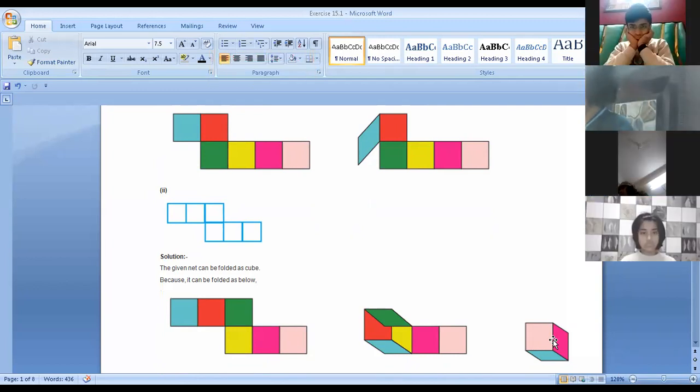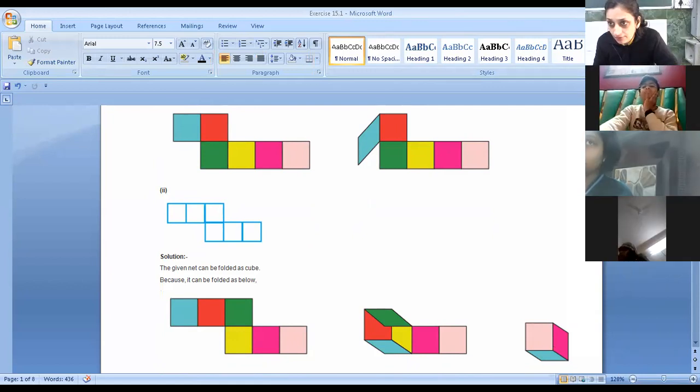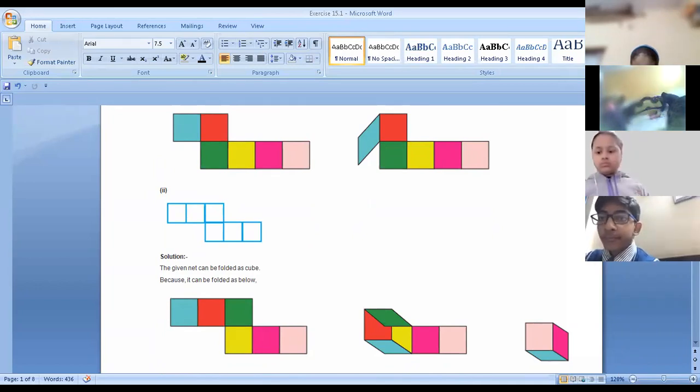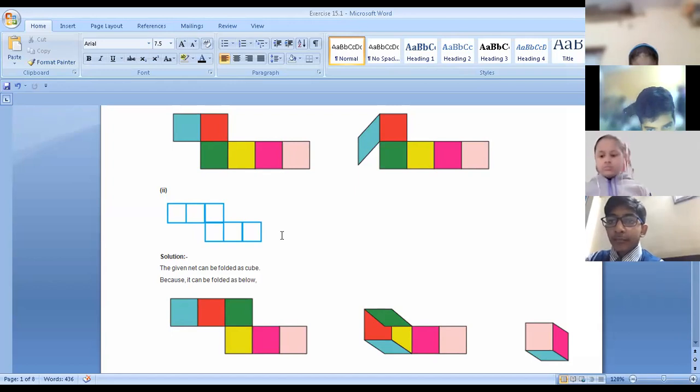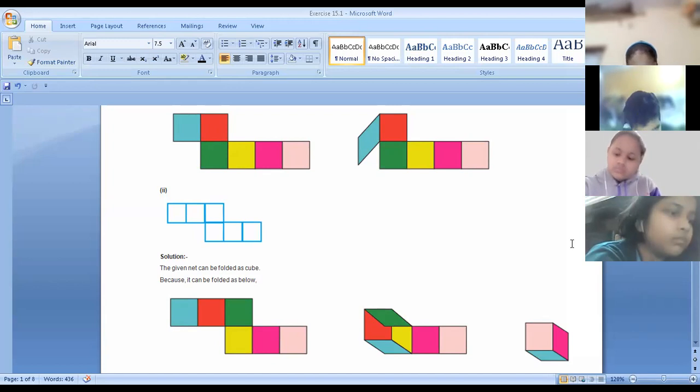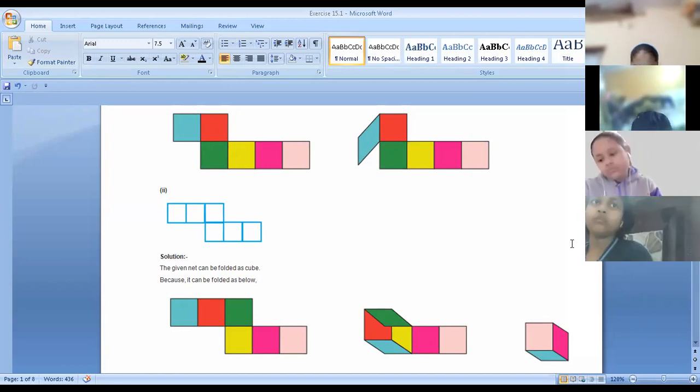Yes, Lavanya? Yes, Jayavardhan? Ma'am, how will we be writing the answer? That I will tell you. First tell me, can you make a cube out of this net? Yes, Anupriya? Yes or no? Ma'am, the answer is yes, you can make it.